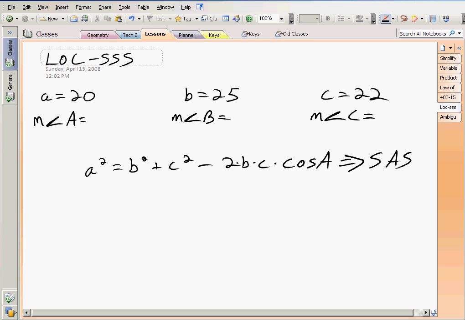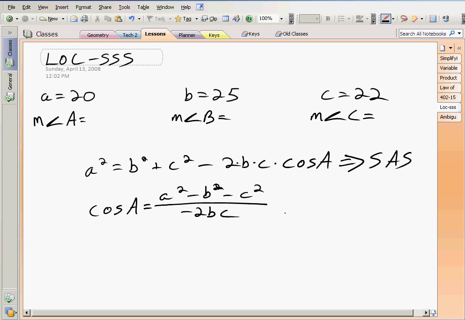And equations are easier to evaluate when the unknown is isolated on one side. You could do it no problem by plugging in 20, 25, 22, and then getting the cosine of A by itself. But I find that some students find it easier to isolate cosine of A first. So to do that, I'm just going to follow order of operations. I've got A squared on this side, and I'm going to subtract B squared, subtract C squared, and then divide by negative 2BC.